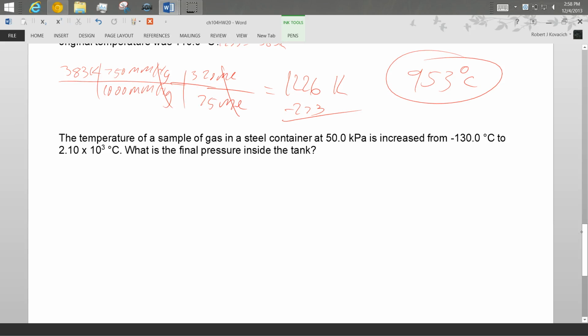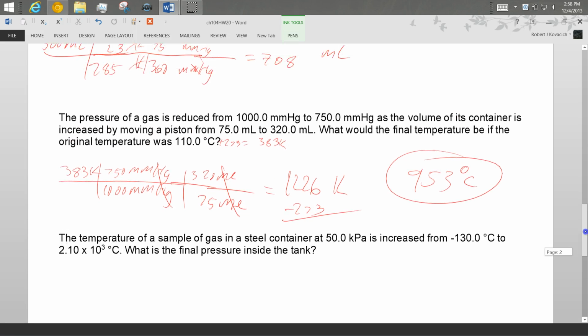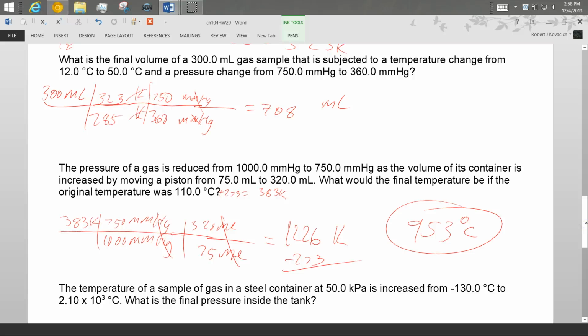Why is the 1,000 millimeters of mercury on the bottom? What is this problem saying? If the pressure is reduced, the volume increases. What is the temperature?